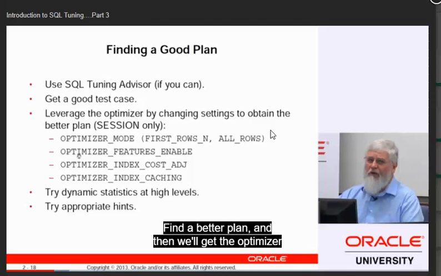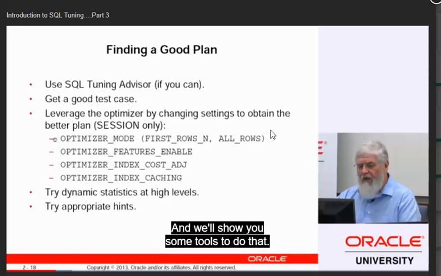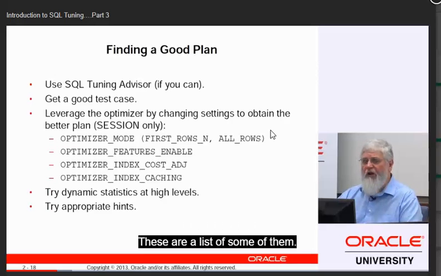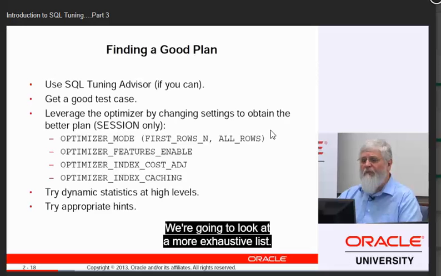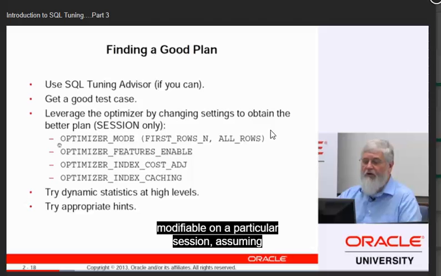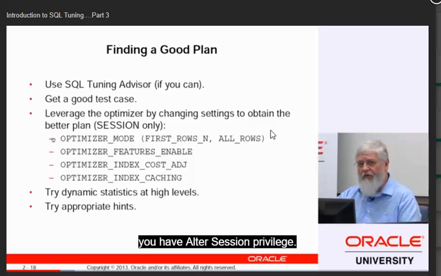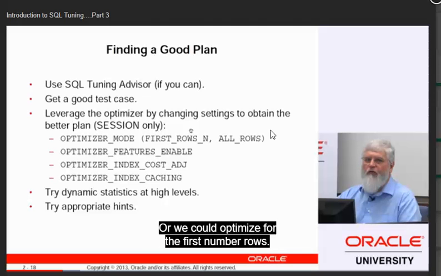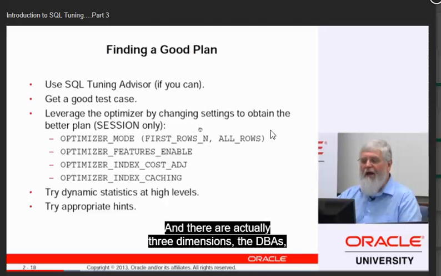So the optimizer parameters that influence it. Okay, these are a list of some of them. We're going to look at a more exhaustive list, but these ones are the ones that are session modifiable on a particular session, assuming you have alter session privilege. One is the optimizer mode, and we can optimize either for all rows, which is the default, or we can optimize for the first number of rows. And there are actually 3 dimensions, the DBAs, where you can set this within a particular session. Developers, if they have alter session, can set this within the session.